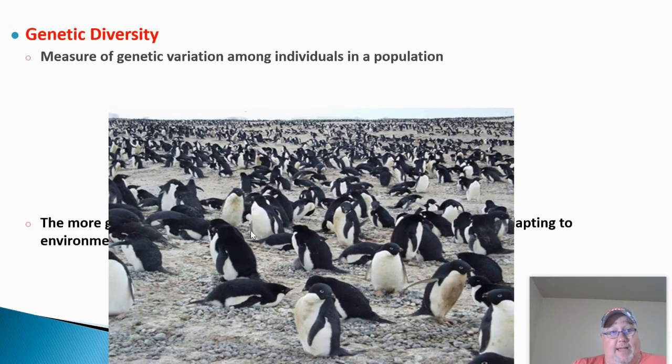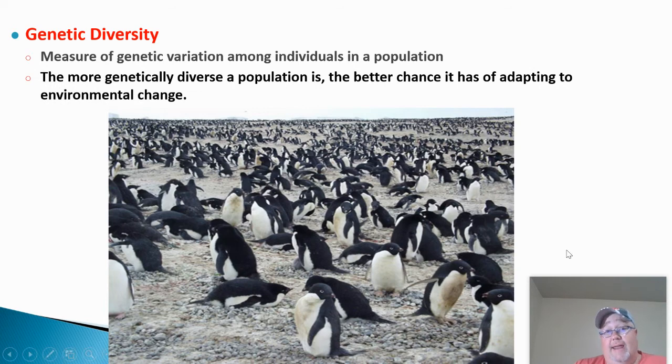Then we look at genetic diversity. We're not going to talk a ton about genetics in this class, but you talked a lot about this back in your biology days. Genetic diversity is a measure of how much variation there is between individual members of a population. This picture here is a great picture. You've got all these penguins, right? And they're all the same species, right? So these penguins can interbreed with each other. They can produce fertile offspring.